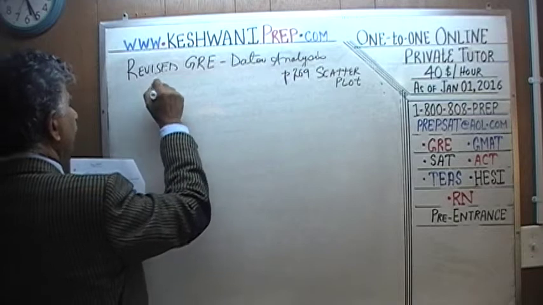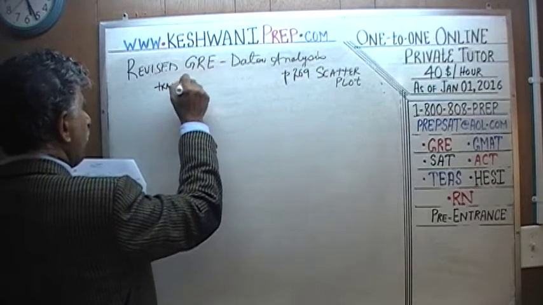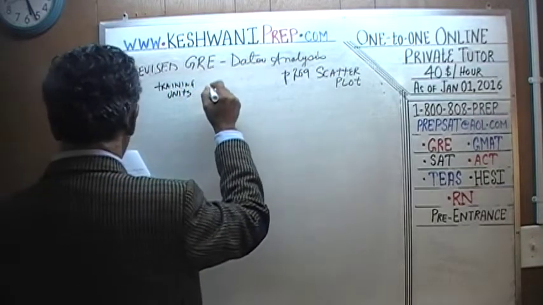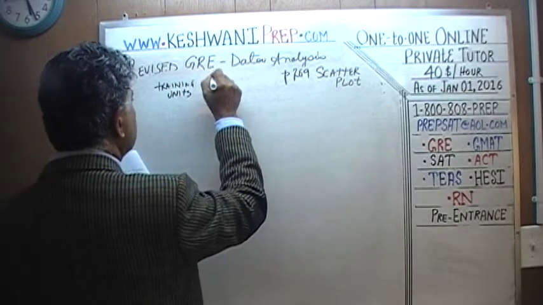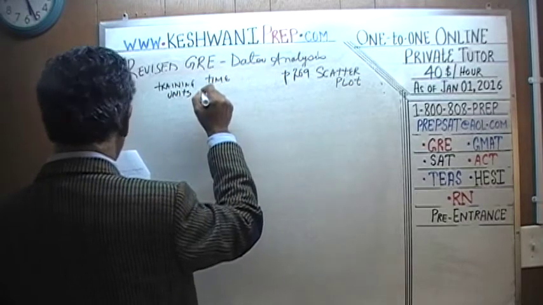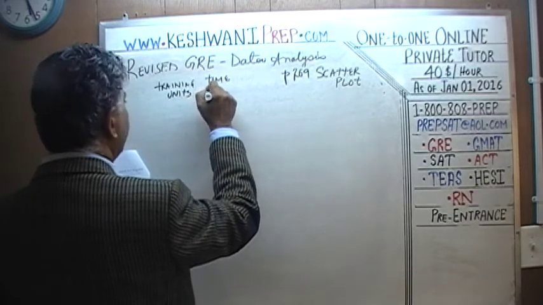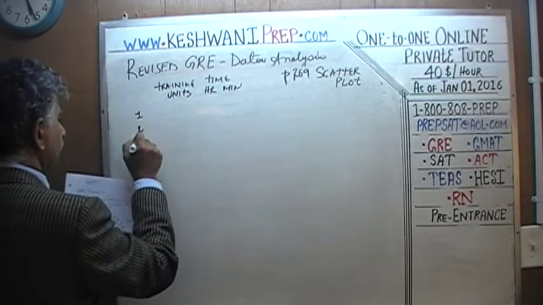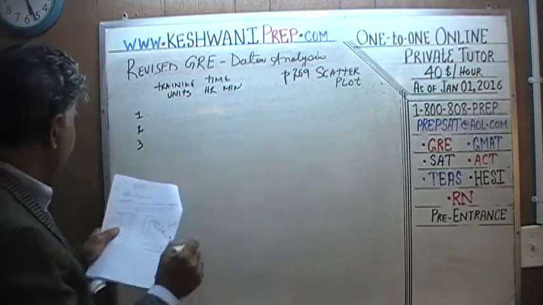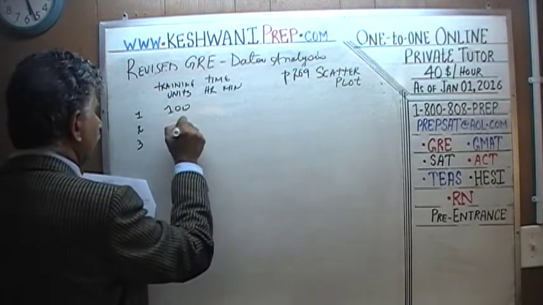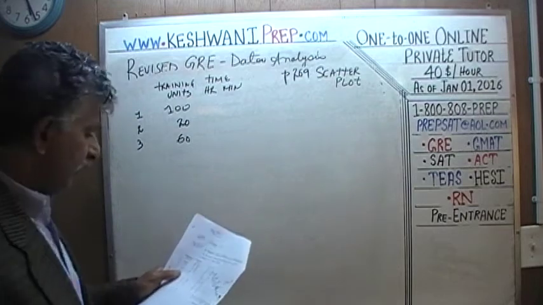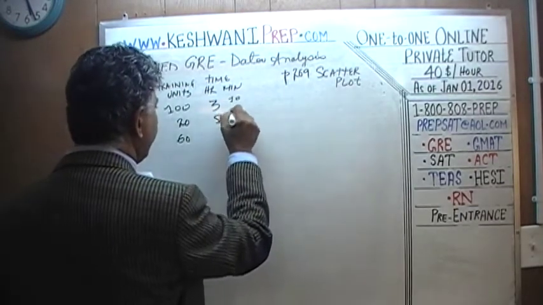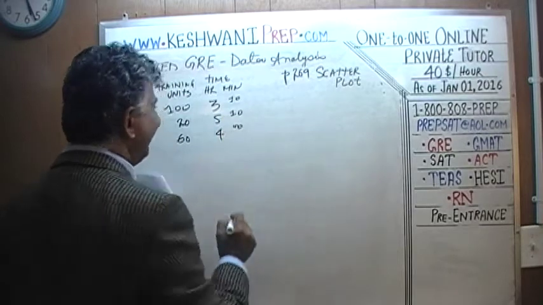Here are your training units, and here is your finishing time, in hours and minutes. Here we go. For the first three individuals, we found training units of 100, 20, 60. And their times were 3:10, 5:10, 4.